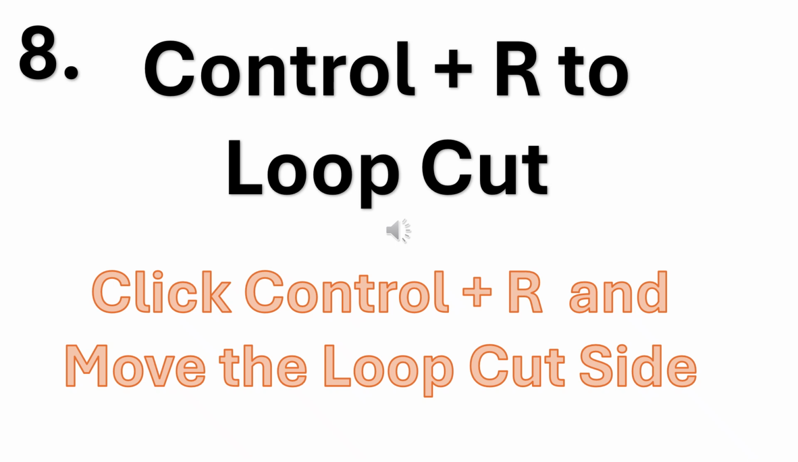Control plus R. This function is used to do a loop cut in an object. We have to press Control plus R and move the loop cut outline on the object. Let's watch the video.